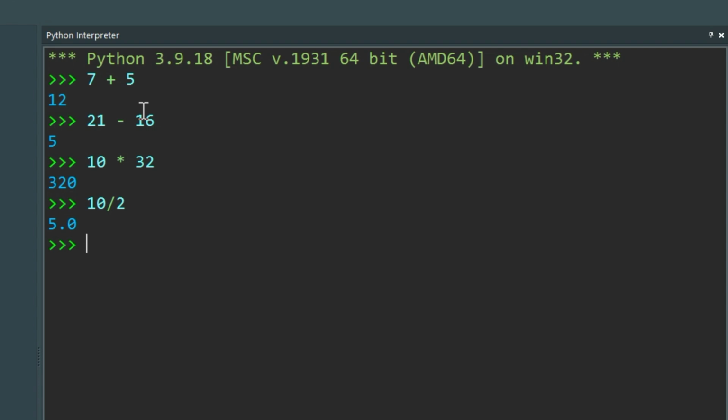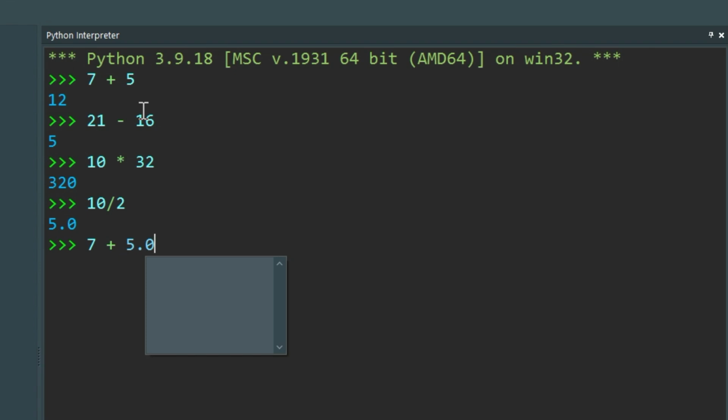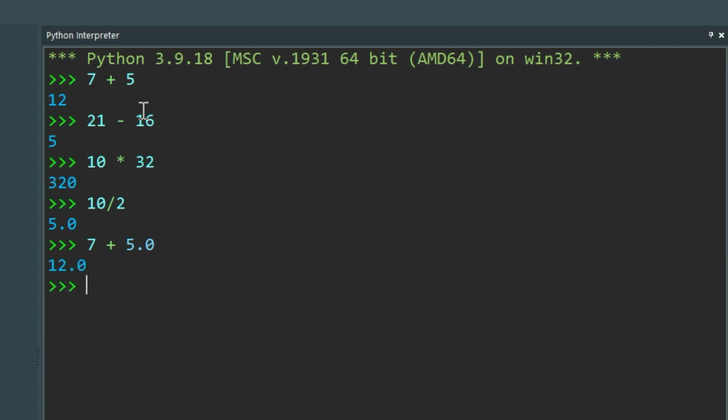Let's go back to the addition. We did 7 plus 5. Let's add in 5.0 for our 5 and hit enter. And we can see we have returned a float. So if either of our operands in an addition is a float, a float is returned.